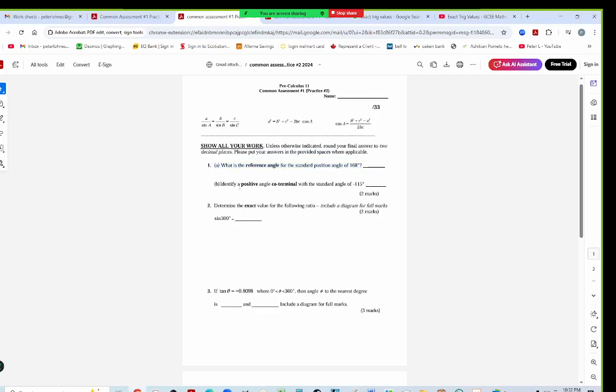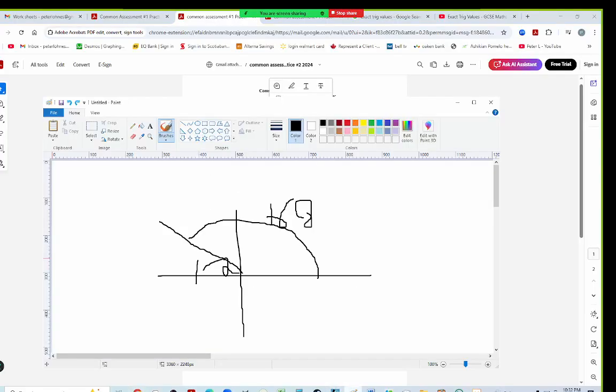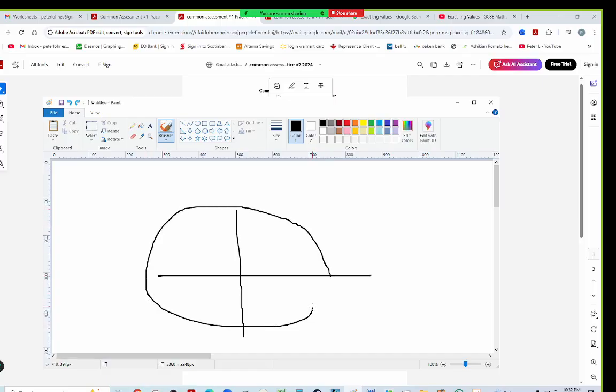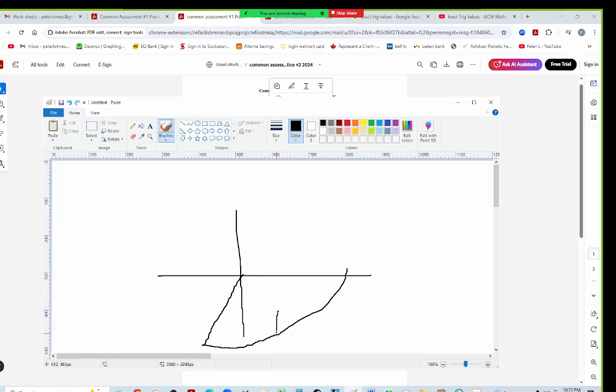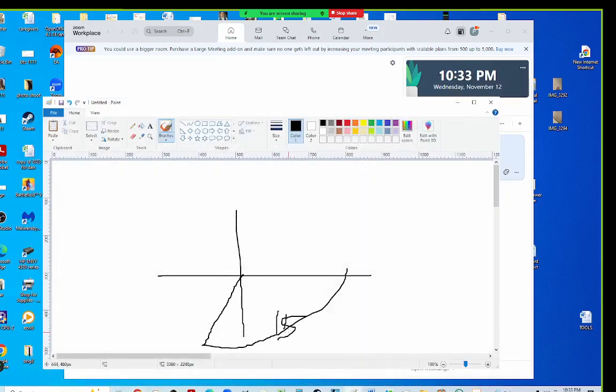Okay, so very basic. Identify a positive angle coterminal with the standard angle of minus 115. You might say, what's a minus 115 angle? When you go this way, which is the way we're supposed to do it on Cartesians, except for bearings, it's positive. And when you go this way, it's minus. So going this way is minus 90, and to get to 115 from 90 is another 25 degrees. So 90, and then 10 more is 100, 10 more is 110, and then 5 more is 115. So 90 plus 25, that's negative 115.